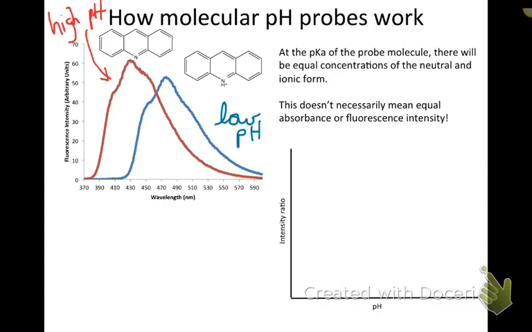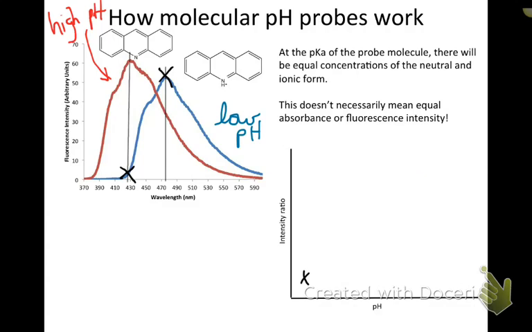We can use acridine or other molecular pH probes to determine pH by measuring the ratio of absorbance or fluorescence intensity at the peaks of emission or absorbance of the two different forms. So in this case, that would be at approximately 425 nanometers for the neutral form and 475 nanometers for the ionic form. At low pH, we are going to get a very low ratio, since acridine is primarily in its ionic form, and fluorescence that we see will be from the ionic form.